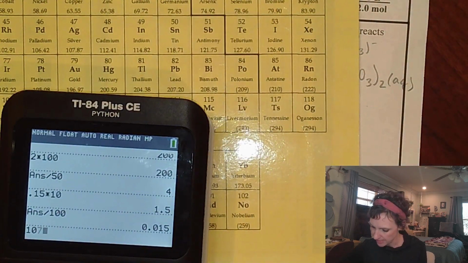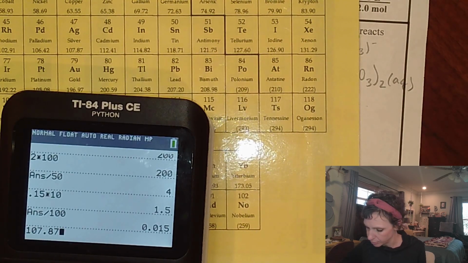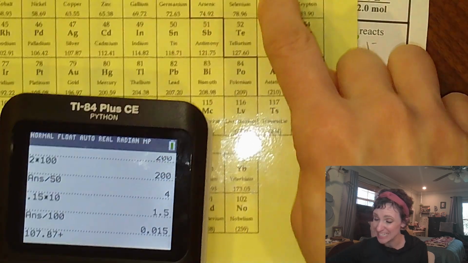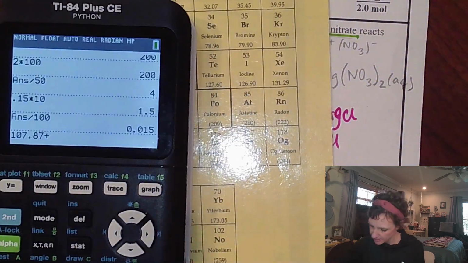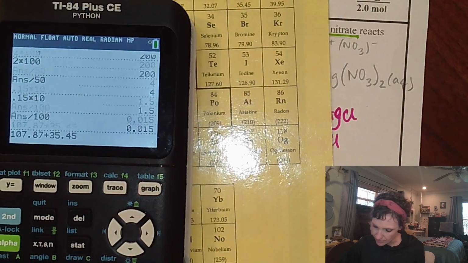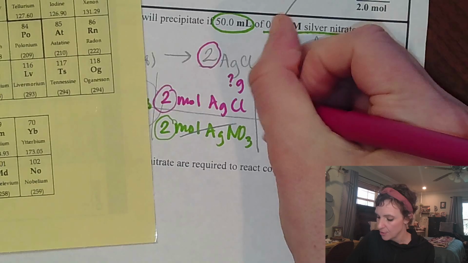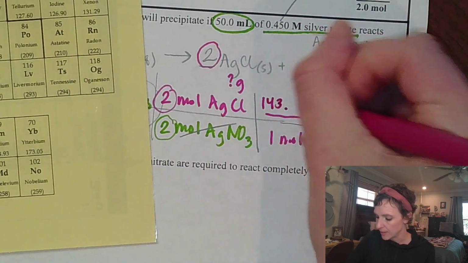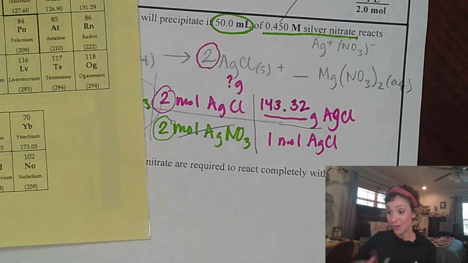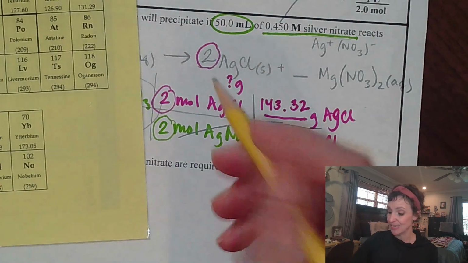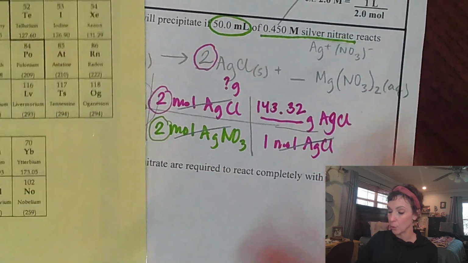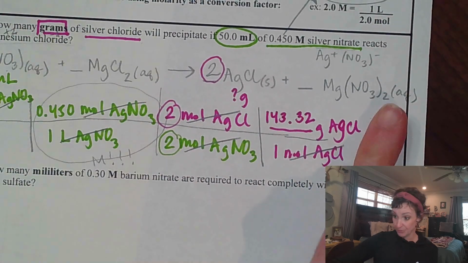So I have 107.87 for that 1 silver that I have, plus, and then my chlorine is 35.45. So 35.45, which means my molar mass of silver chloride is 143.32. So I get to write that in, 143.32, orienting that molar mass this way so that I can cancel off moles of silver chloride on top and on bottom. So this last half we've been doing for a long time.